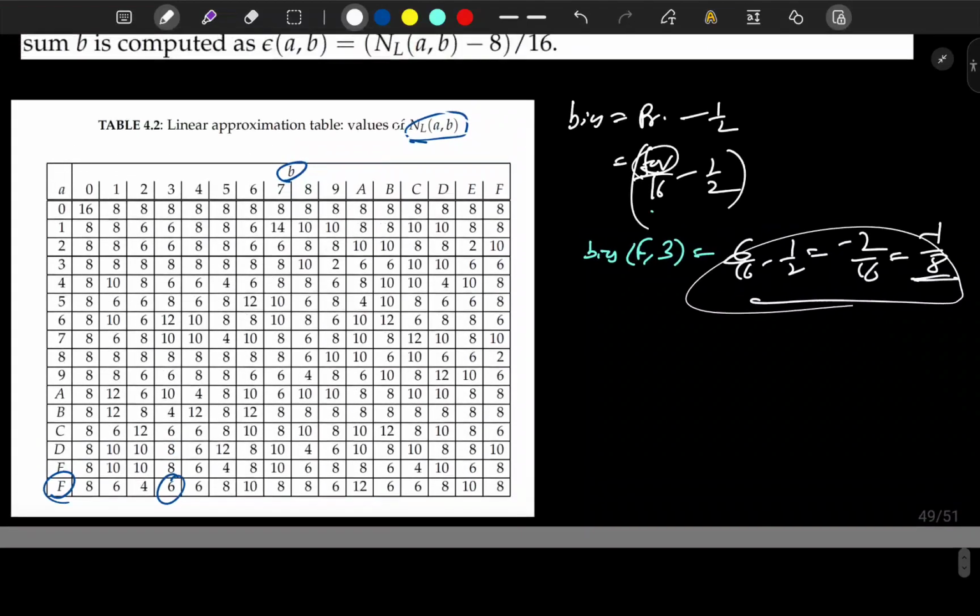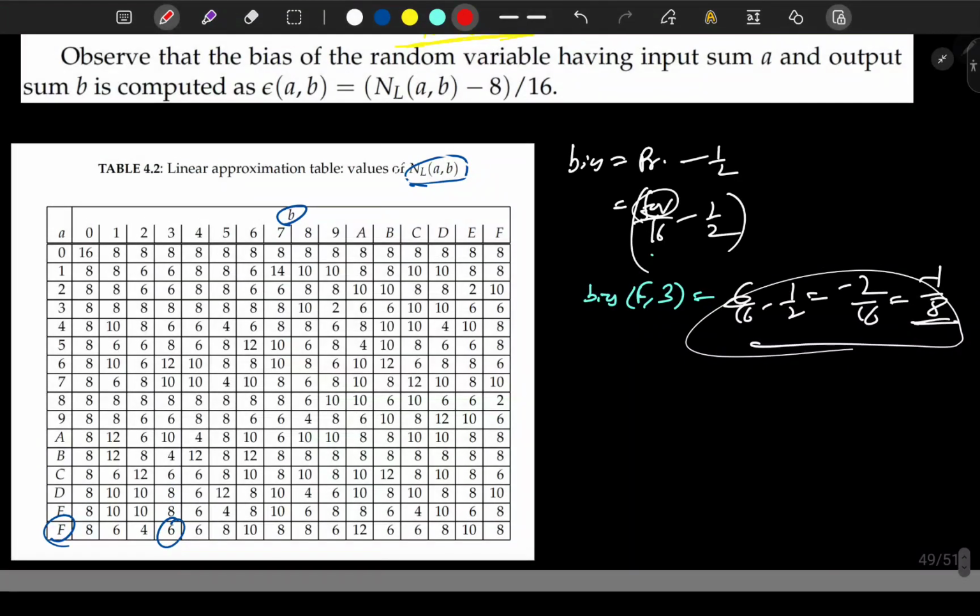Okay, now you understand the approximation table. The approximation table is nothing but writing all the possible values of favorable outcomes for all possible random variables. So there are a total of 256 random variable combinations possible. That's what we have written. Happy? This is simple.